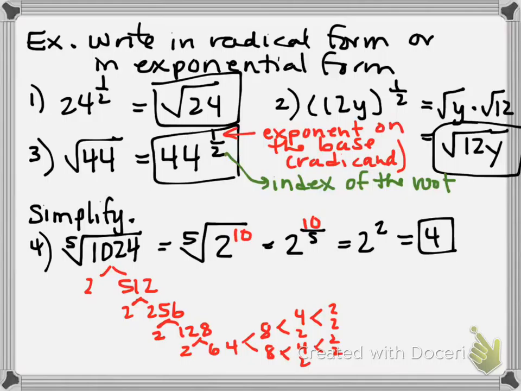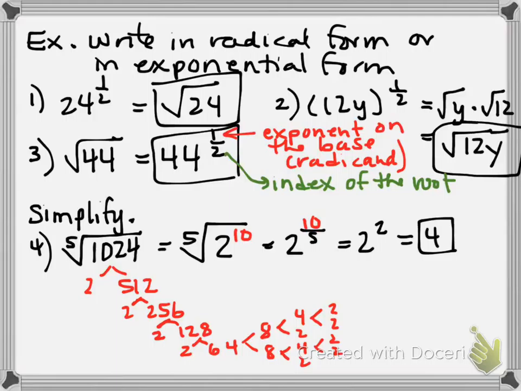Okay, what's the answer? The answer is 4? I know, that's why it's boxed. I know that. But what is it the answer to? The 5th root of 1024. That's what I'm trying to figure out.